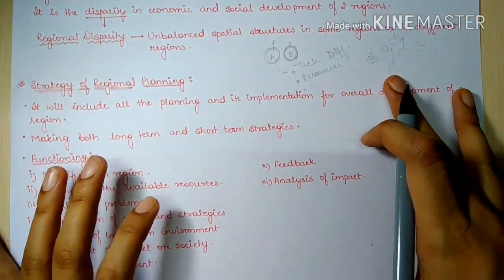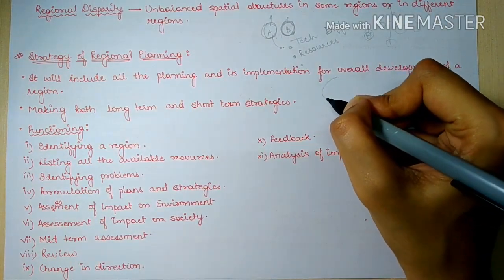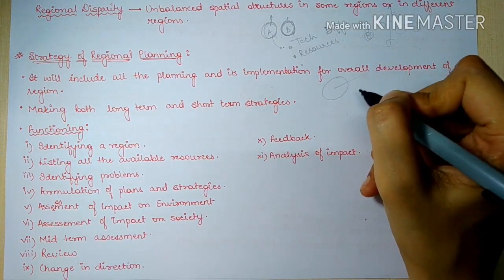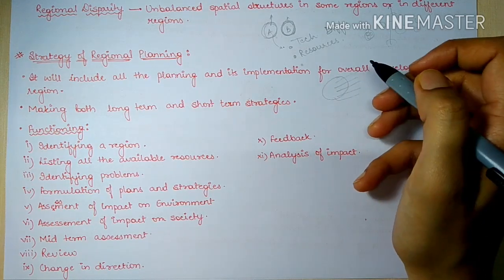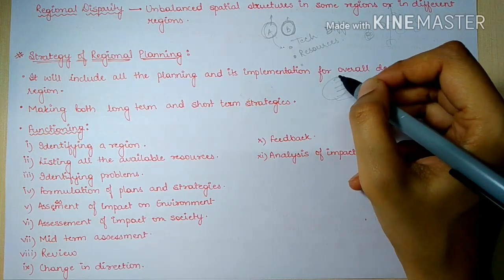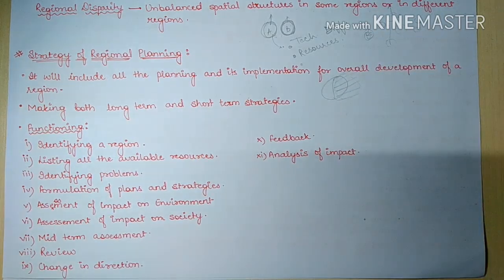Now we have the strategy of regional planning. The strategy of regional planning will include all the planning and its implementation for the overall development of a region. So for regional planning we have to have overall development of a region: technological development, social development, cultural development, educational development, industrial development. So there should be development in each and every sector and each and every section of the region.